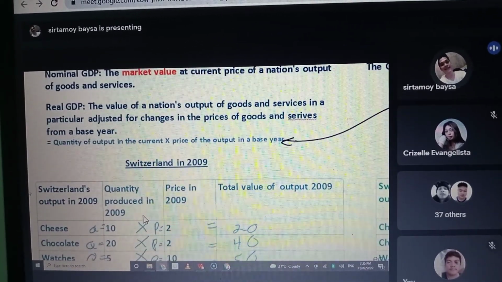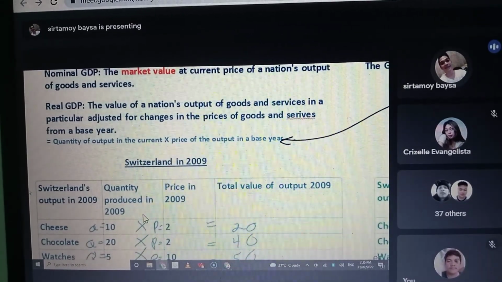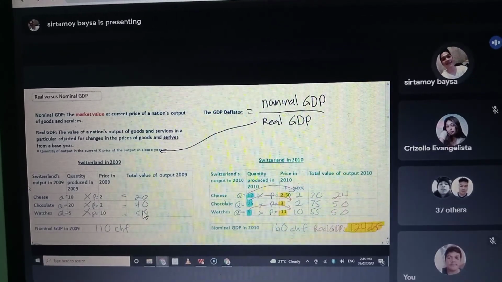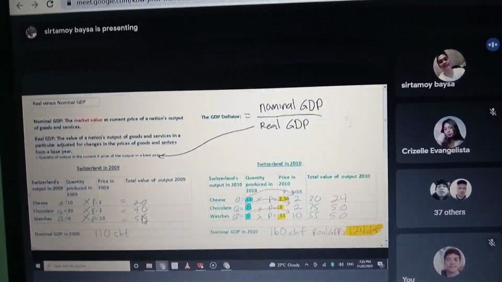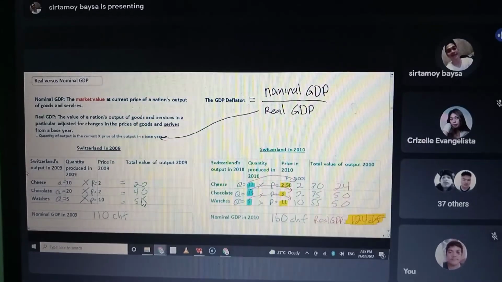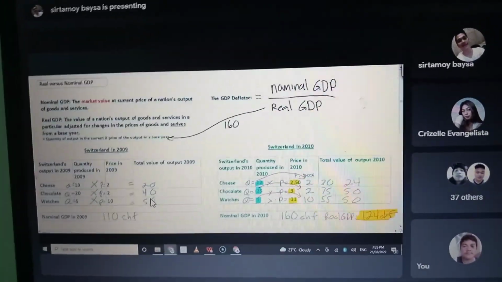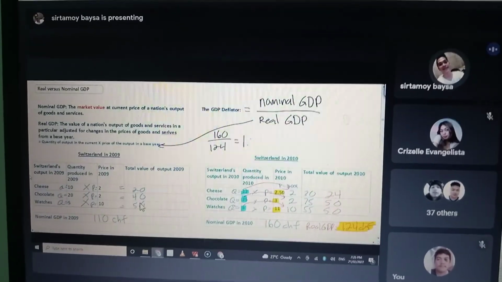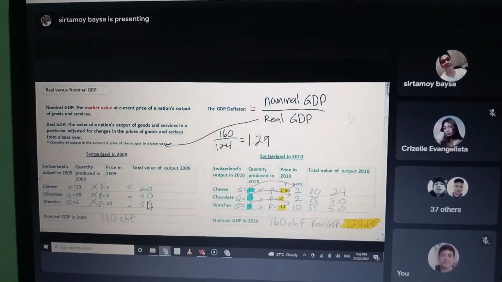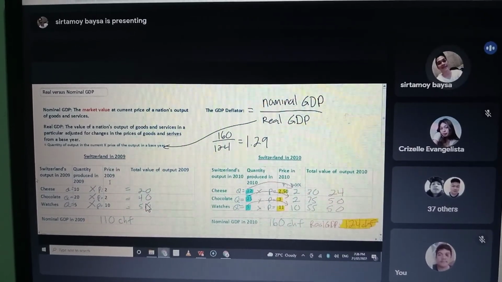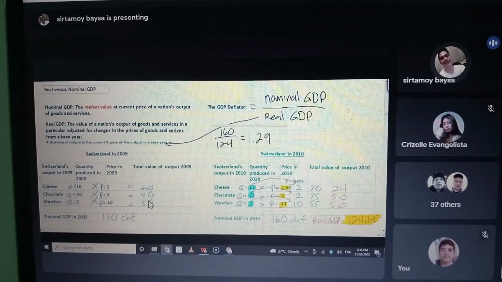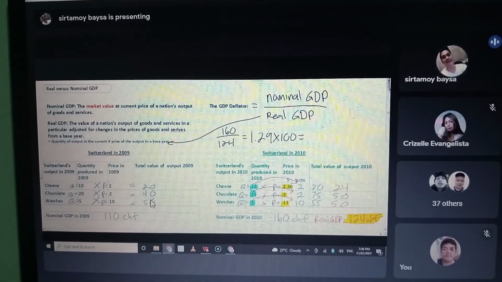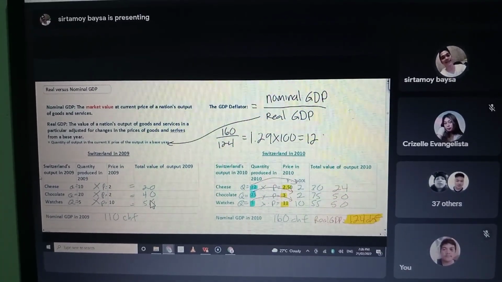Let's go ahead and calculate Switzerland's GDP deflator in 2010, and then we can use that to find out what the inflation rate was in Switzerland using the GDP deflator as a price index. So Switzerland's nominal GDP of 160 divided by the real GDP of 124 gives us a value of 1.29, which we can turn into an index by multiplying that by 100, which gives us a GDP deflator price index of 129.